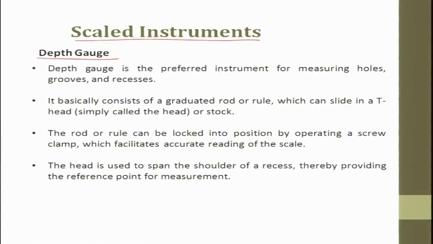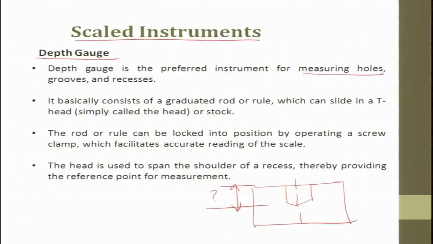The depth gauge is the preferred instrument for measuring holes, grooves and recesses. Suppose you have a blind hole, if you want to measure the depth of it, a depth gauge is the only possibility which can be used to measure. Okay. So, you can also have holes that are through, you can have grooves, you can also have recesses. So, we use the depth gauge.